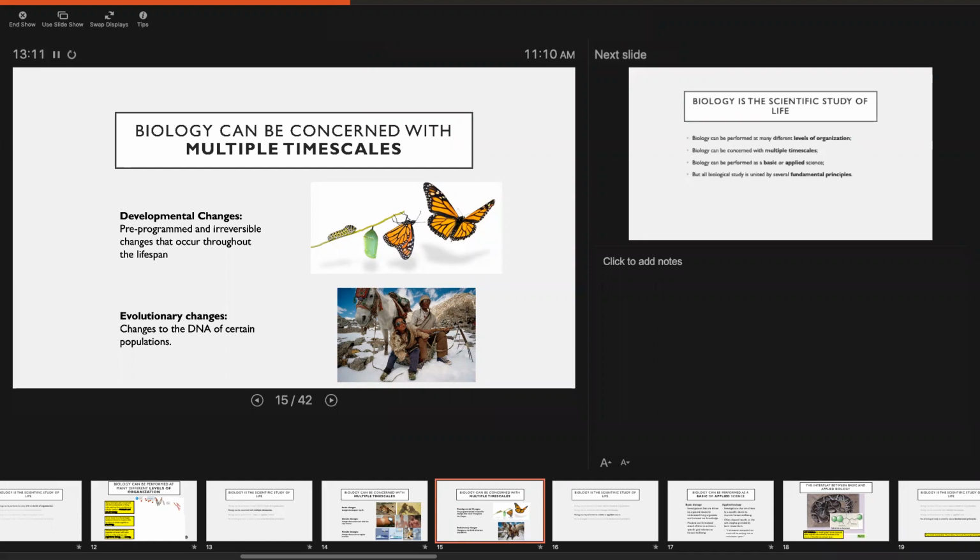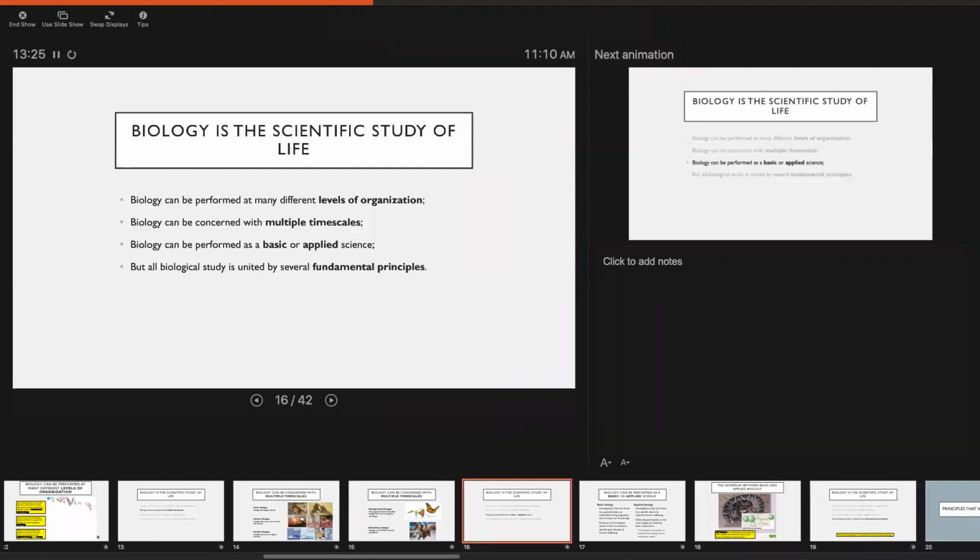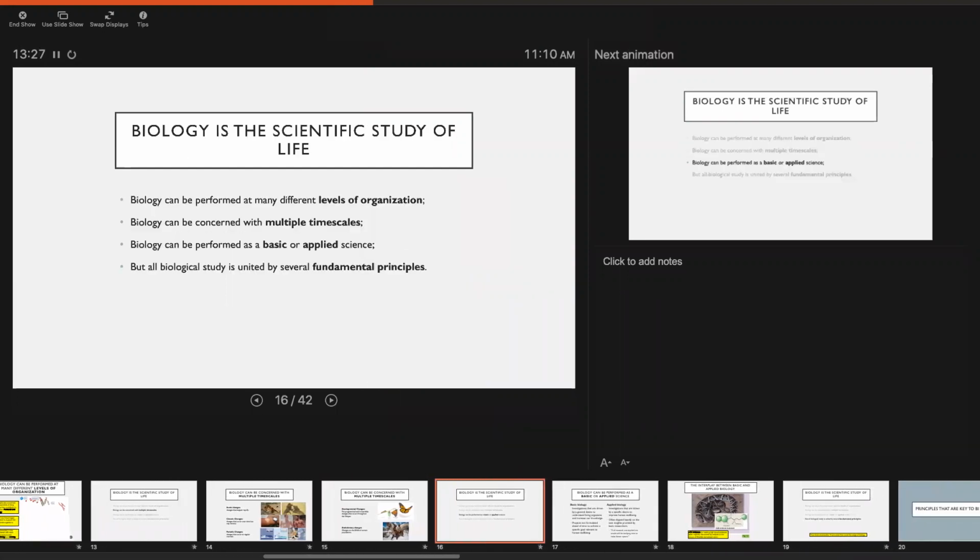Finally, we have evolutionary changes. These are changes that occur to a population of individuals and that occur at the level of their DNA. So these are permanent changes that can be inherited by future generations. And all of these are timescales at which biology can be studied.